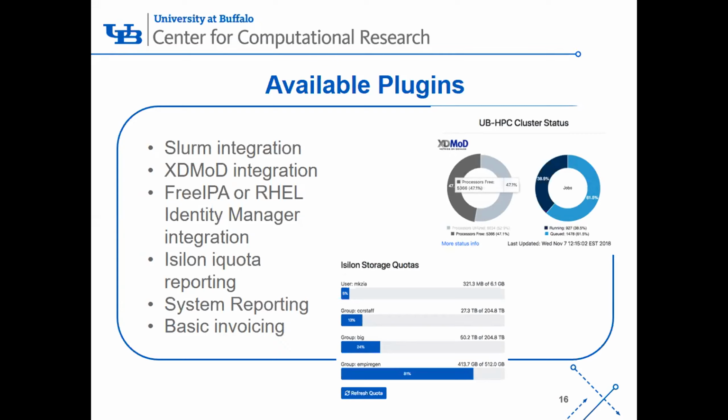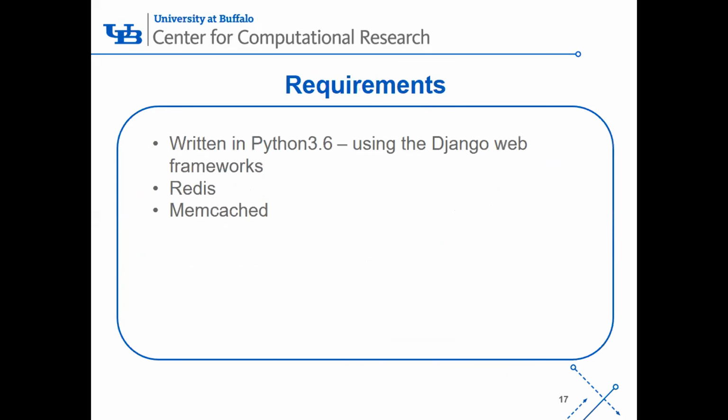And then we just recently added some basic invoicing. We have some work to do on that, but it does keep decent track of who needs to pay for those extra services that we charge for. Requirements, very simple: Python 3.6, we use Django as the framework, Redis and Memcached, that's it.